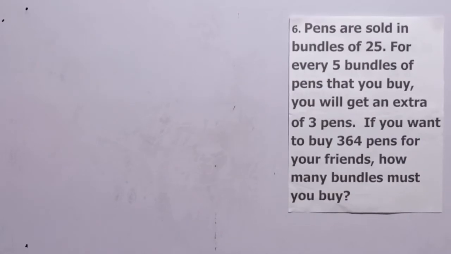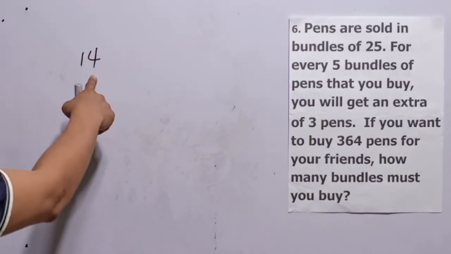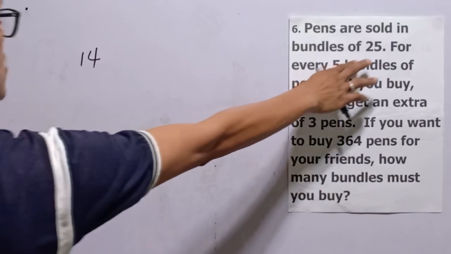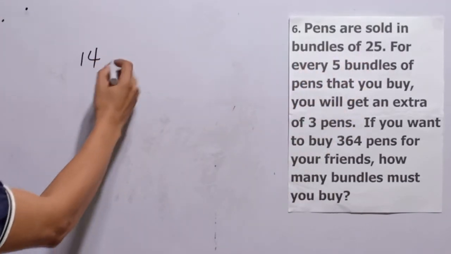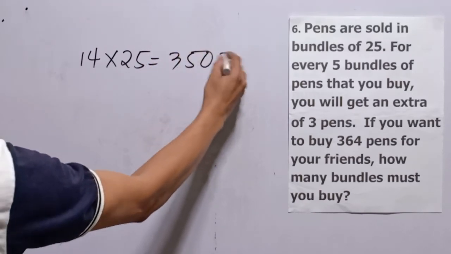Now let's have problem number 6. Pens are sold in bundles of 25, meaning one bundle has 25 pens. For every 5 bundles of pens that you buy, you will get an extra 3 pens. If you want to buy 364 pens for your friends, how many bundles must you buy? If I buy 14 bundles, each bundle has 25 pens, so 14 bundles times 25 pens will give us 350 pens.